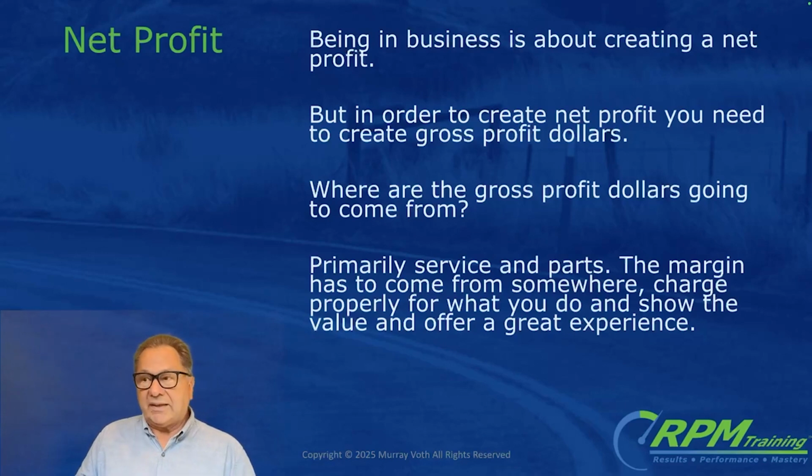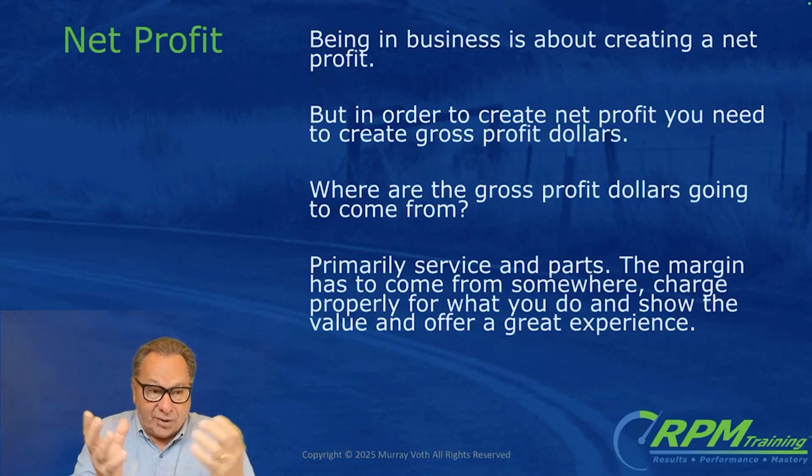So being in business is about creating net profit. In order to create net profit, you need to create gross profit dollars. Where are the gross profit dollars going to come from? Primarily, your gross profit dollars are going to come from service and parts. The margin has to come from somewhere. You have to figure out, we need a 70 to 75% gross profit margin on service. We need a 45 to 50% gross profit on parts. After we pay all of our expenses, we should have 20% left over.